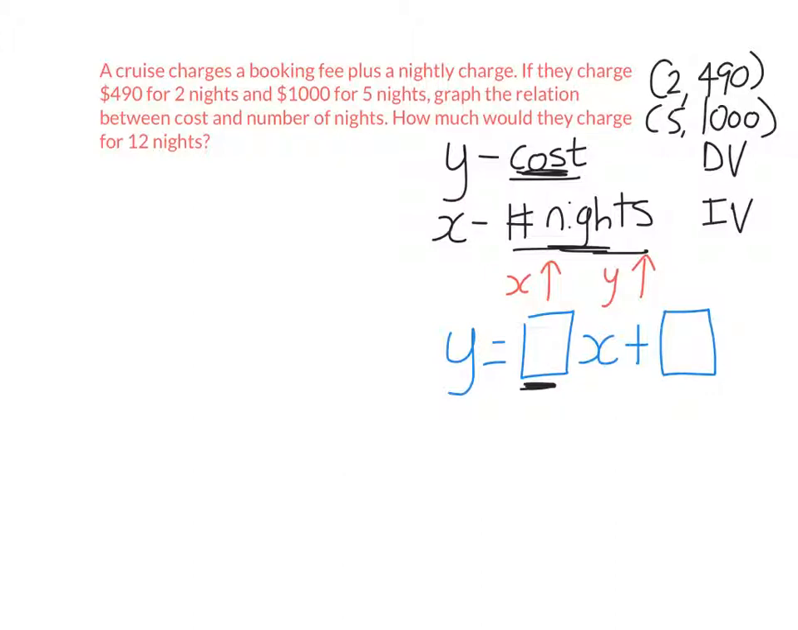So the number that goes here, we figure it out the same way we've been figuring out the gradient in all of the other lessons in this module. It is y2 minus y1 over x2 minus x1. So if you put that in your calculator, you get 170. That means this cruise is charging $170 per night. Each time you stay an additional night, you must pay an extra $170.